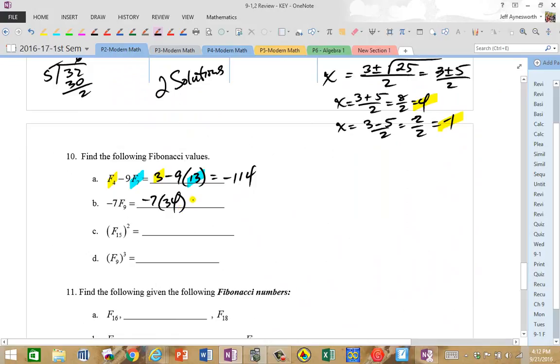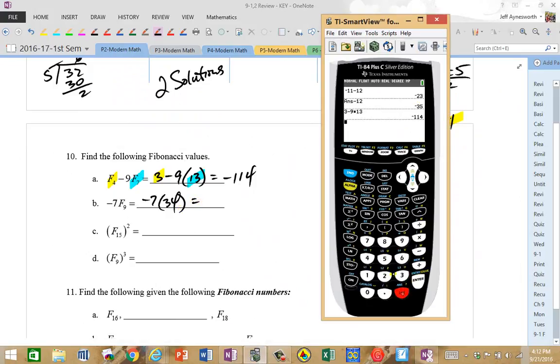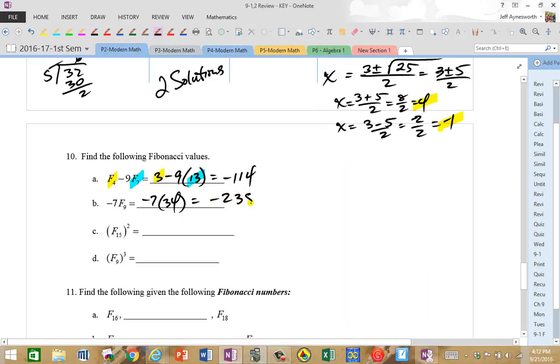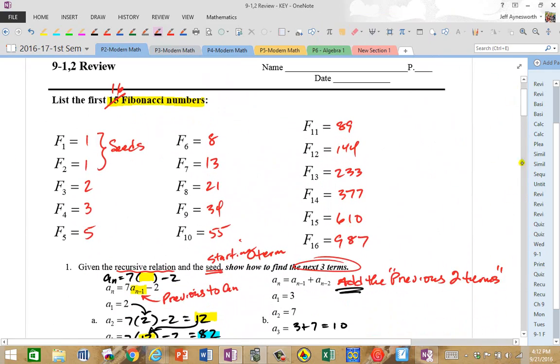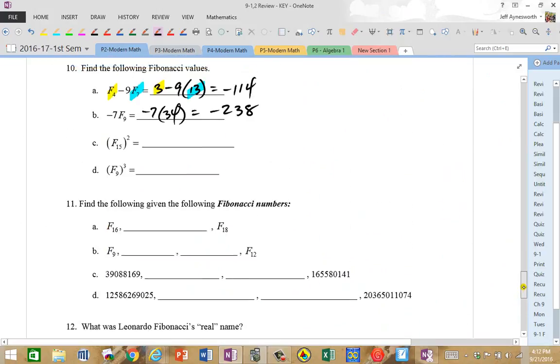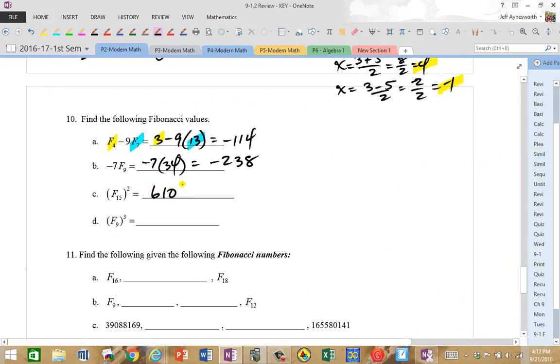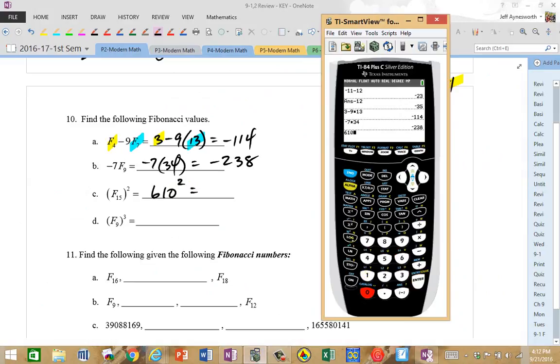So 34, okay, negative 7 times 34, negative 238. And this is F15, so what's F15? 610. So this is 610 squared. That's big. Okay, so let's square that. You get 372,100.